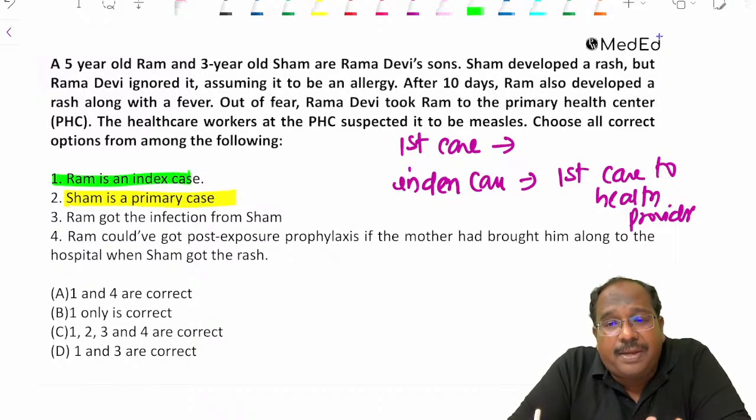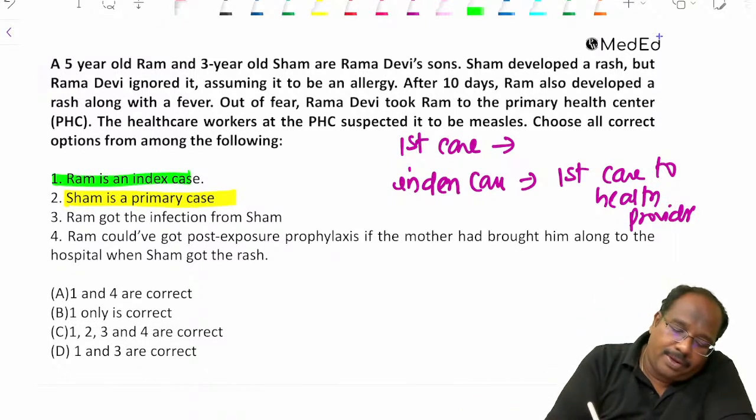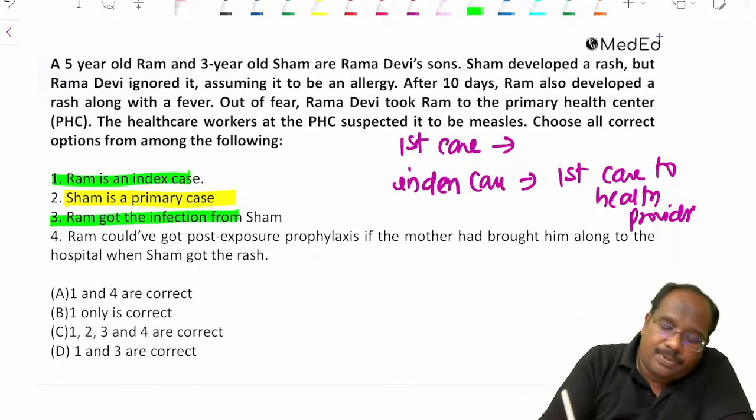So what is the incubation period of measles? The measles incubation period is 10 to 14 days. After 10 days only Ram developed the rash. Probably Ram got the infection from Sham. That is also correct. Ram got infection from Sham.